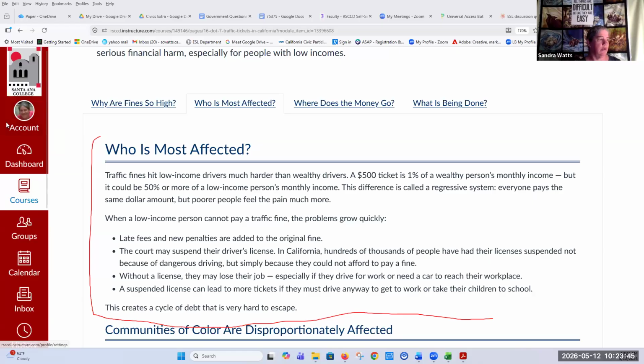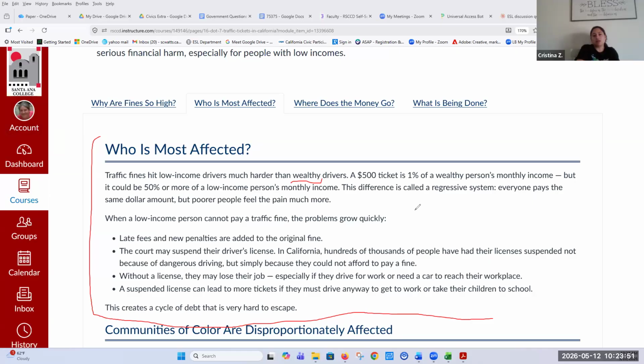There we go. Okay, so one thing: you said healthy. It's wealthy. Wealthy, rich, basically.